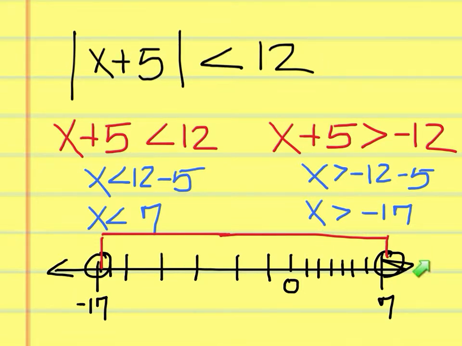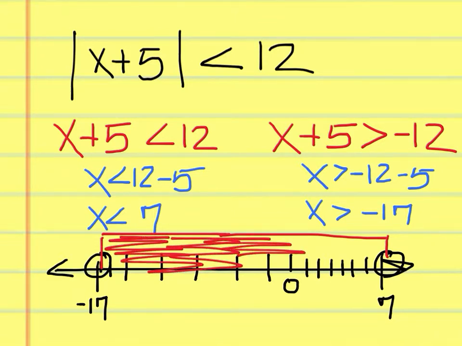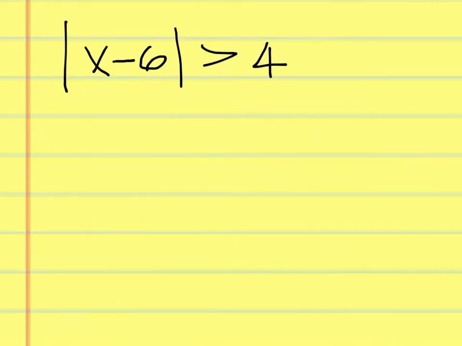And then over here on the right, 8. If I put an 8 in from here, I'll get a 13. 13 is not less than 12. So we do have to shade in the middle, but not over here. And on this end here, a negative 18. If I put a negative 18 in, I'll get back 13, less than 12. That's not the case. So you don't shade that in either. This is your solution.